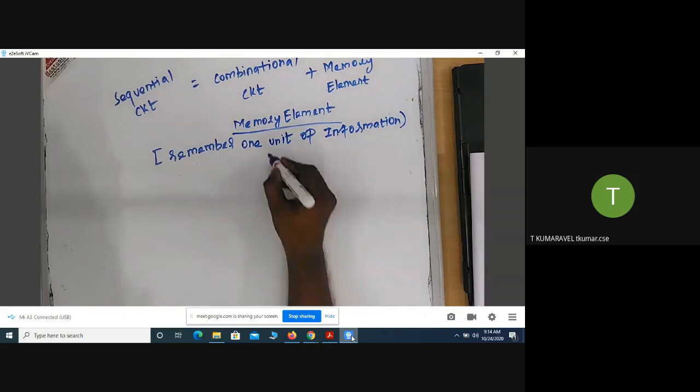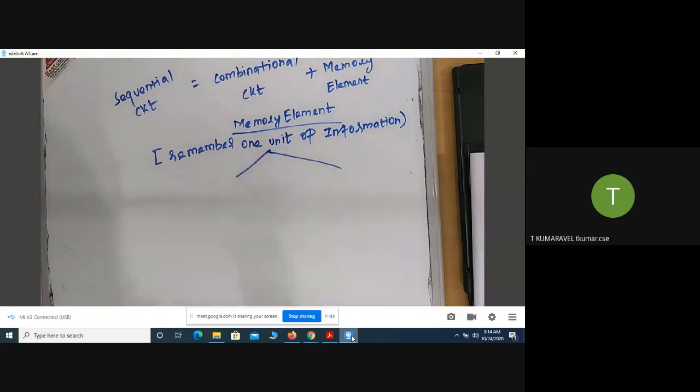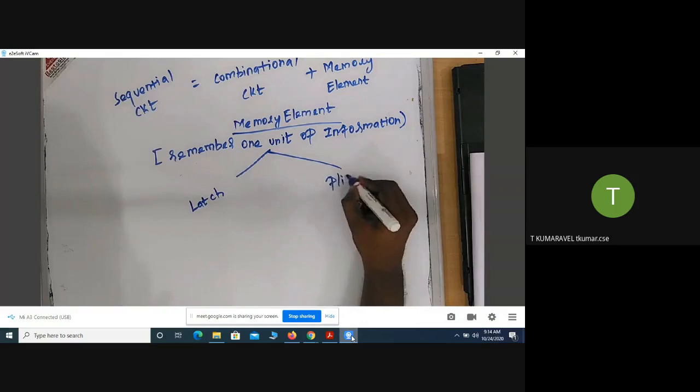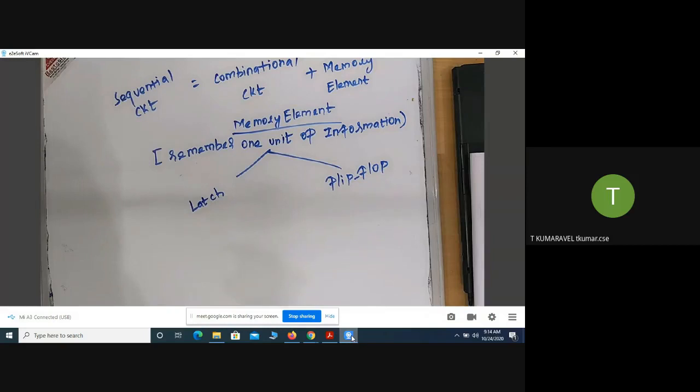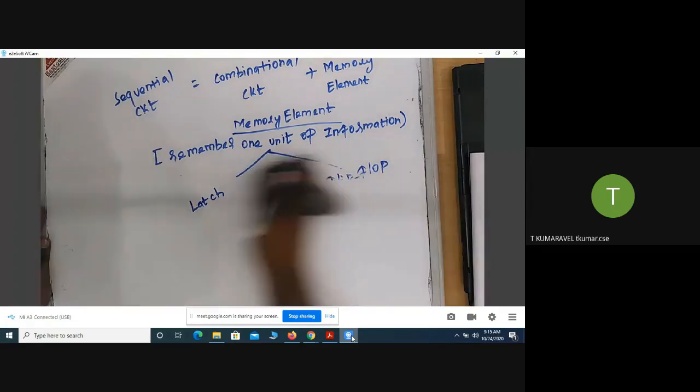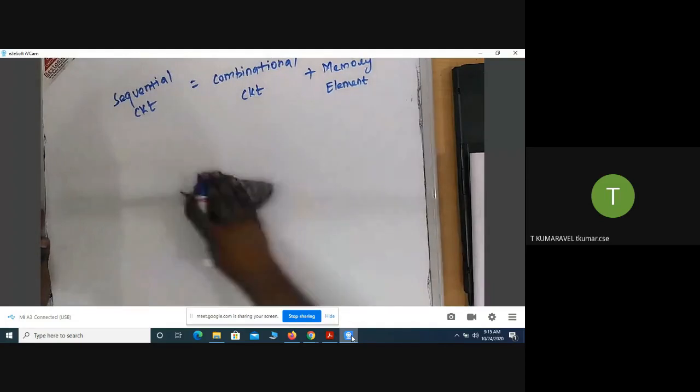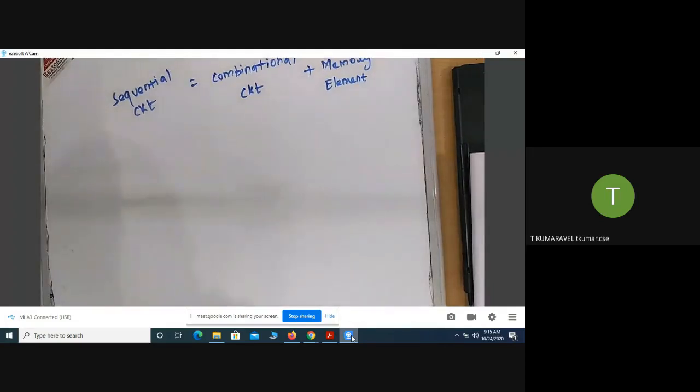We implement the memory element using two ways. One is called latches, another one is called flip-flops. Both of them act as memory. First we initiate with what a latch is. What is the structure of latches? A latch is otherwise called a memory element. So first I'm going to begin with the latch.